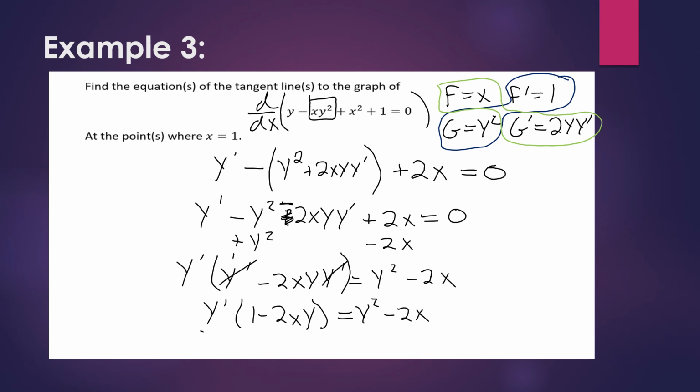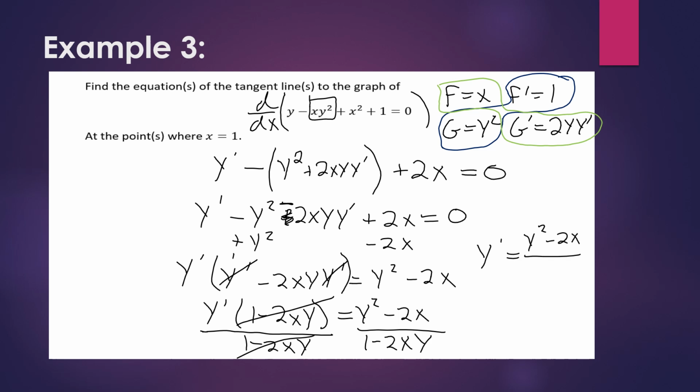So I need to divide both sides by 1 minus 2x. So on my left-hand side, these cancel. And on my right-hand side, I just have y squared minus 2x divided by 1 minus 2x. So that would be my answer for y prime. Y prime equals y squared minus 2x divided by 1 minus 2xy. So I'm still going to have to plug in, but this is my y prime.